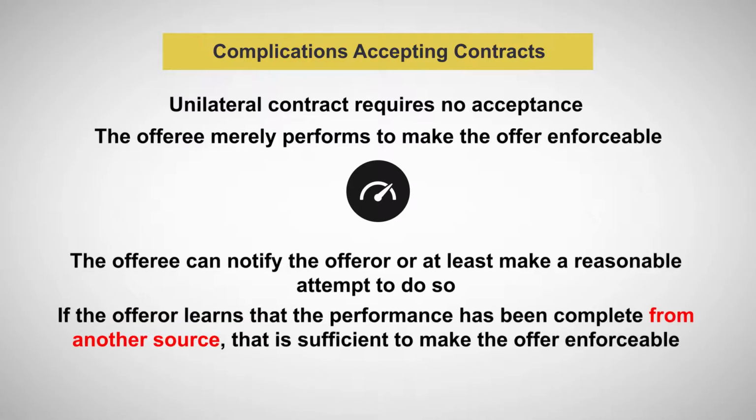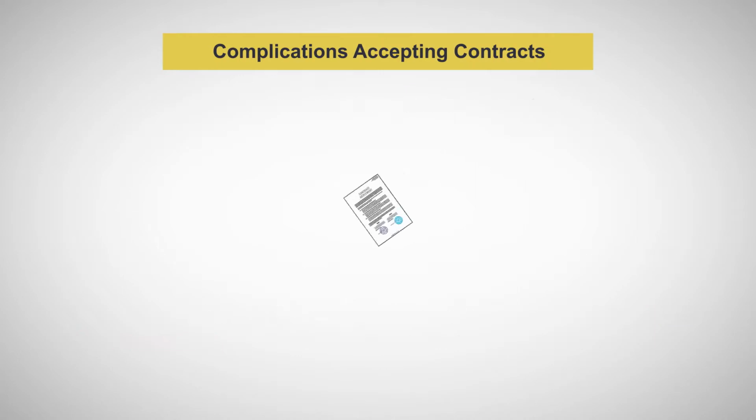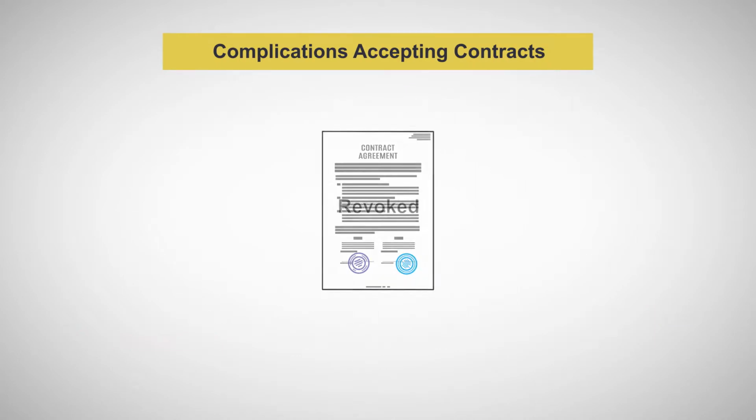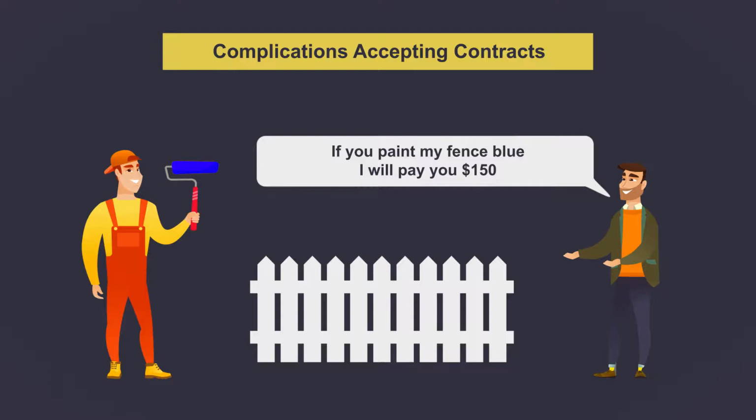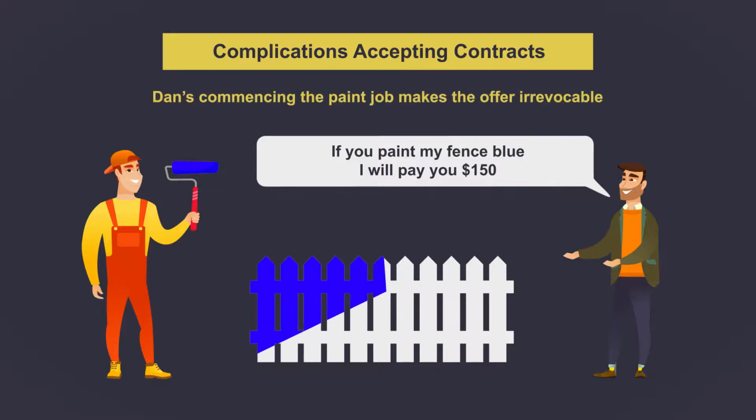Likewise, if the offeror learns that the performance has been completed from another source, that is also sufficient to make the offer enforceable. While the general principle is that offers can always be revoked, part performance of a unilateral contract makes the offer irrevocable. For example, if Eric makes a unilateral offer to pay Dan $150 if he paints Eric's fence, then Dan's commencing the paint job makes the offer irrevocable.